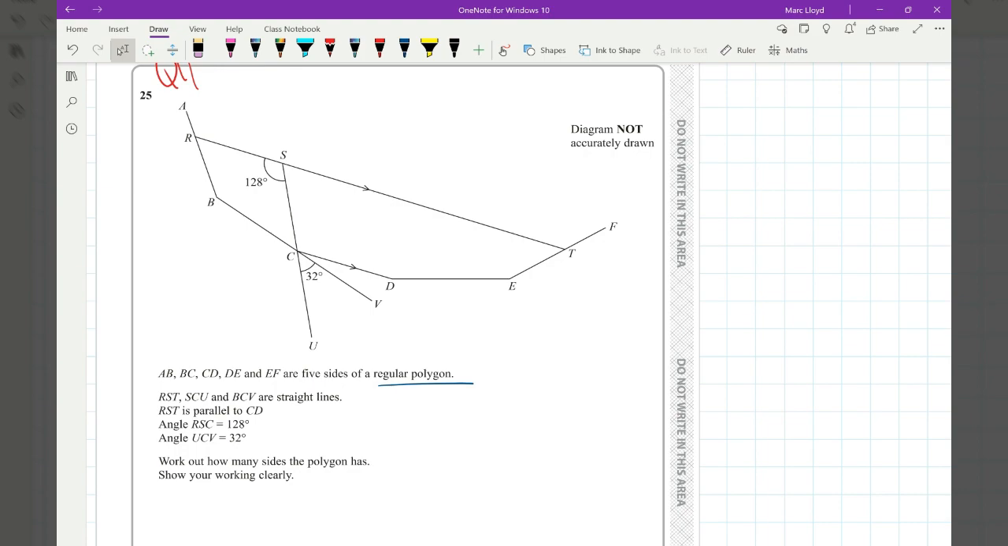Okay, I'm going to just take this away for a moment. I'm going to pause and I'll come back to you with my workings. All right, actually, it wasn't too long for me to think of this. I was thinking that I have to find something here because DCU is an external angle. And from there, I can find how many sides the polygon has. So what I can work out is this one here.